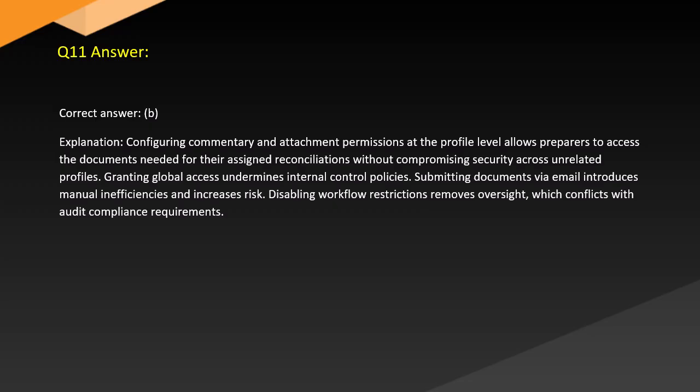Answer. Correct answer: B. Explanation. Configuring commentary and attachment permissions at the profile level allows preparers to access the documents needed for their assigned reconciliations without compromising security across unrelated profiles. Granting global access undermines internal control policies. Submitting documents via email introduces manual inefficiencies and increases risk. Disabling workflow restrictions removes oversight. Conflicts with audit compliance requirements.